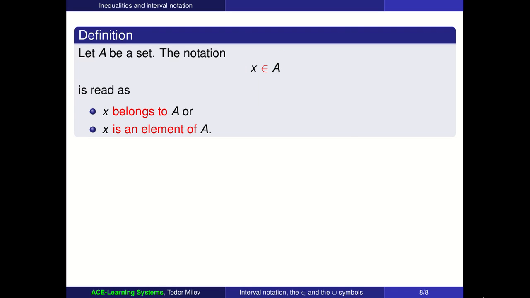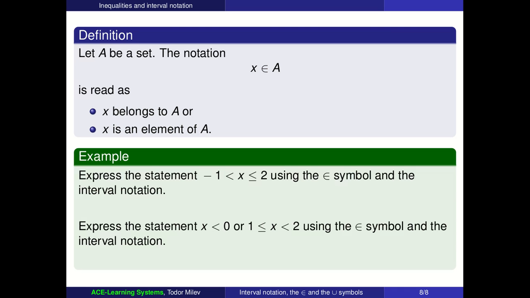So what does it mean for x to belong to a given set? Well, that simply means that x is an element of the set, or x is a point in that set. Let's demonstrate that on an example. Let's express the statement that x is greater than -1 and less than or equal to 2 using the belongs to symbol.